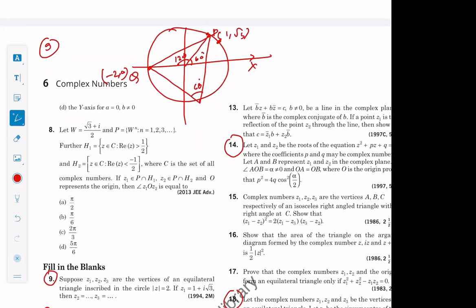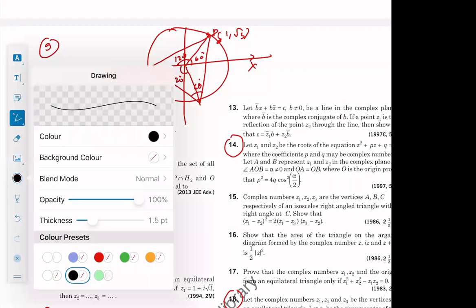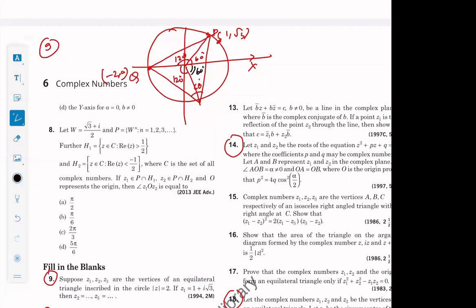Again add 120 degrees here. This is 120 degrees. What will be the remaining? So the remaining part will be 60 degrees. So this one again is 60 degrees. So basically r is just the reflection of p. This one is 1 comma minus root 3. Got it? So r point is just 1 comma minus root 3.